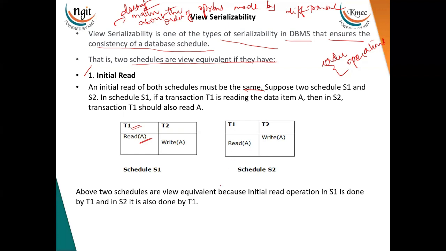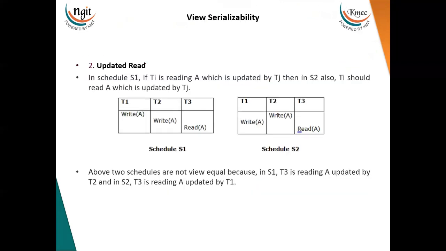So thereby what can you say? In S1 it is done by T1 and in S2 it is also done by T1. So these two schedules are what? They are view equivalent. This is the first condition to be satisfied. Updated read. In schedule S1, if Ti is reading A, which is updated by Tj, then in S2 also, Ti should read A, which is updated by Tj.